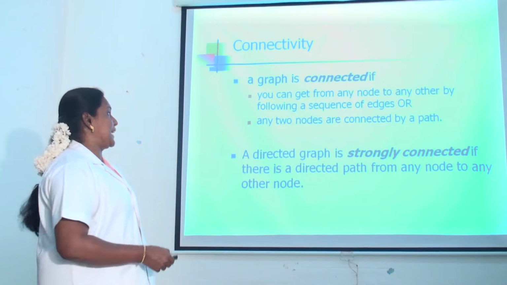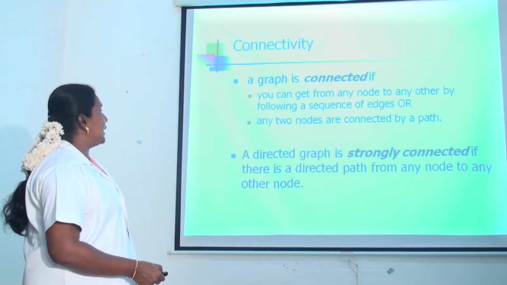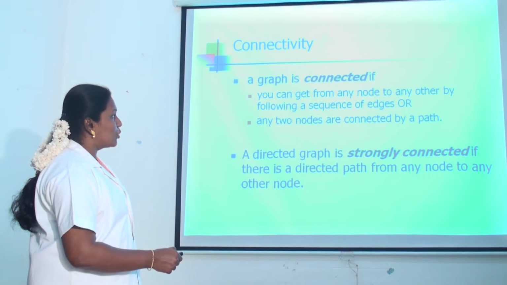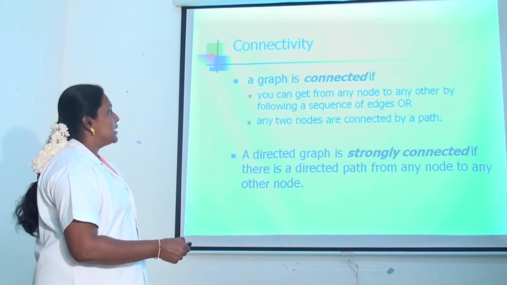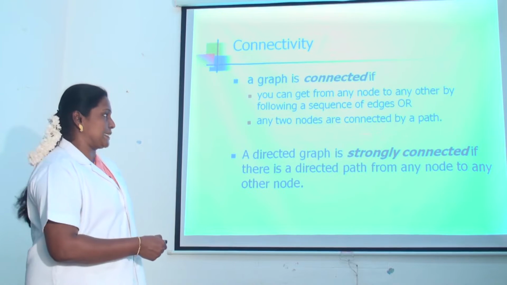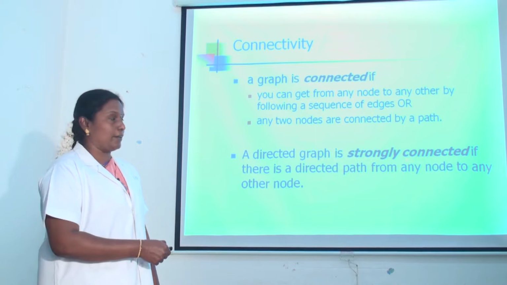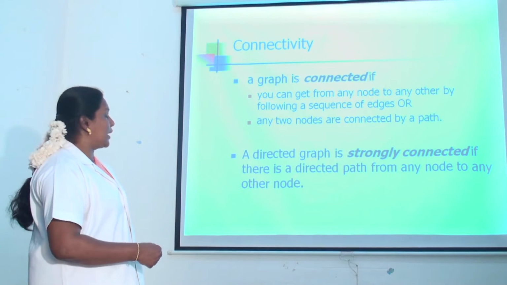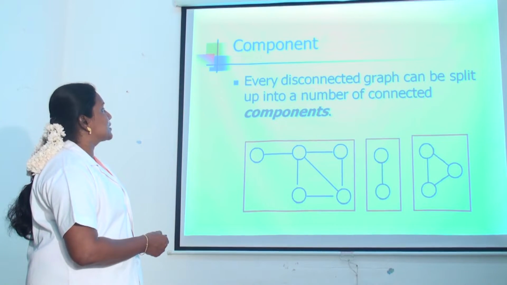A graph is connected if you can get from any node to any other by following a sequence of edges, or any two nodes are connected by a path. What is a path? A path means there are no repeated edges. Okay, and the next one: a directed graph is strongly connected if there is a directed path from any node to any other node. It is a strongly connected graph. Okay, and the next one is component.